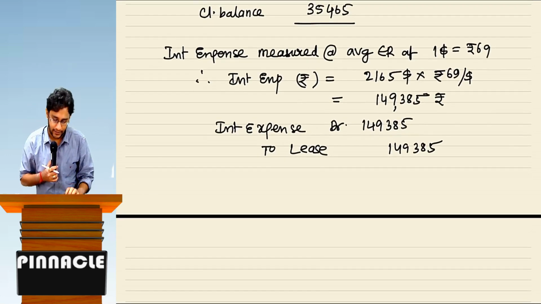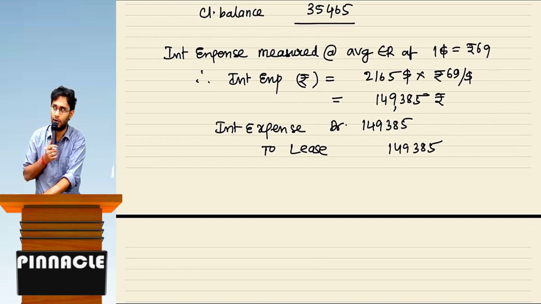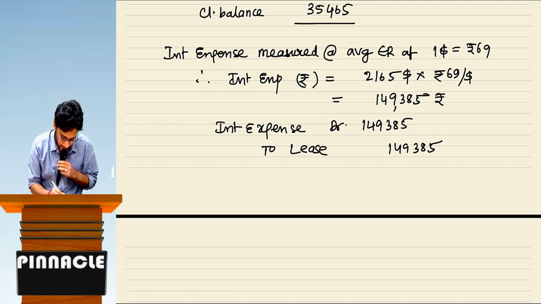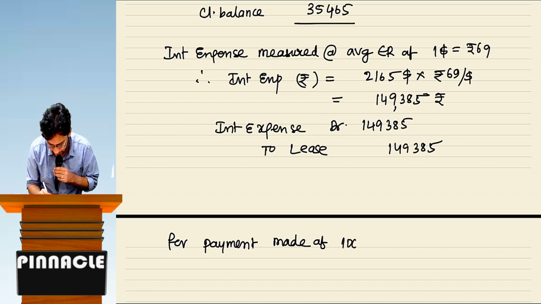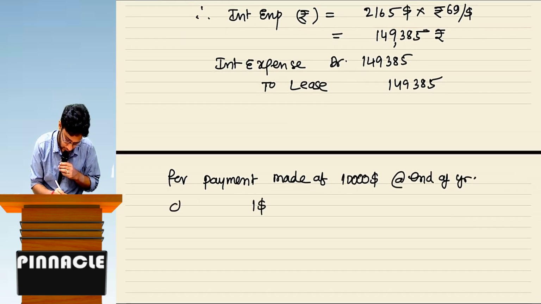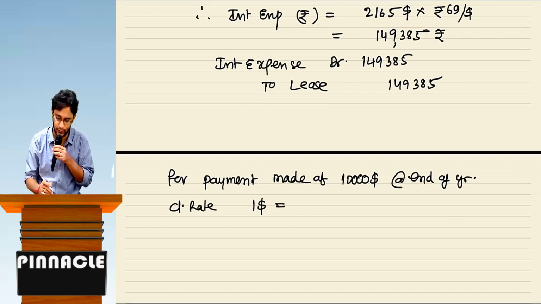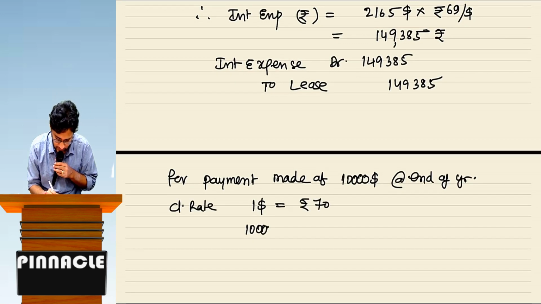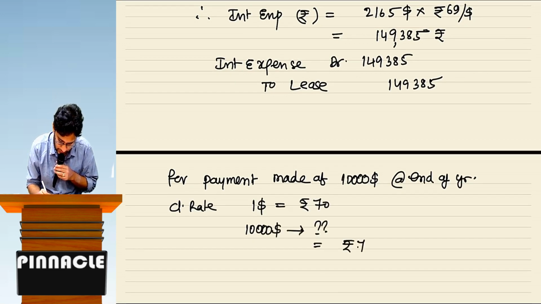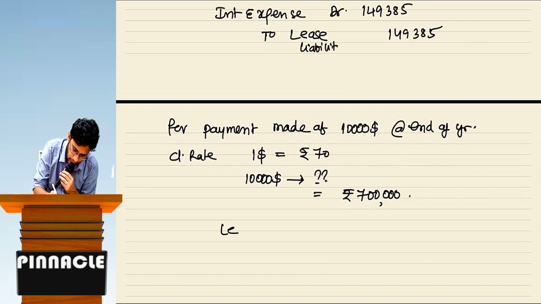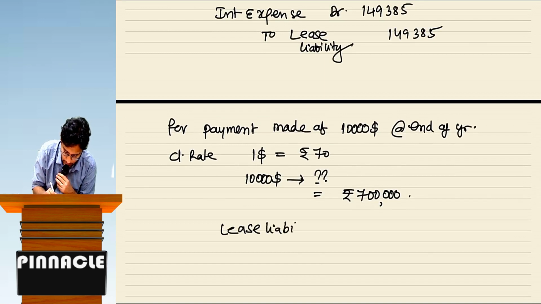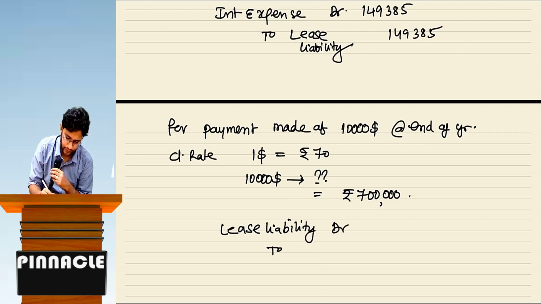Okay. Then during the year you will be paying lease rent also. How much rent are you paying? $10,000 you are paying. For payment made of $10,000, when are you paying? Year ending. So take the closing rate. It's not measurement, sir. It's an actual cash flow. $1 is equal to how much? 70. So $10,000 would mean rupees 7 lakhs paid. Lease liability account debit to bank.